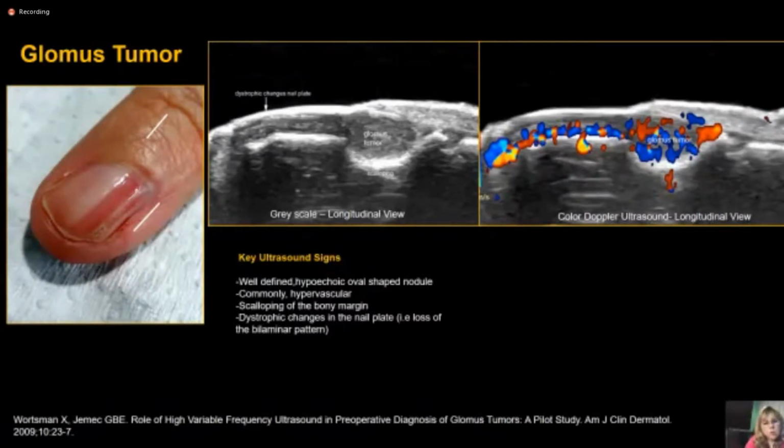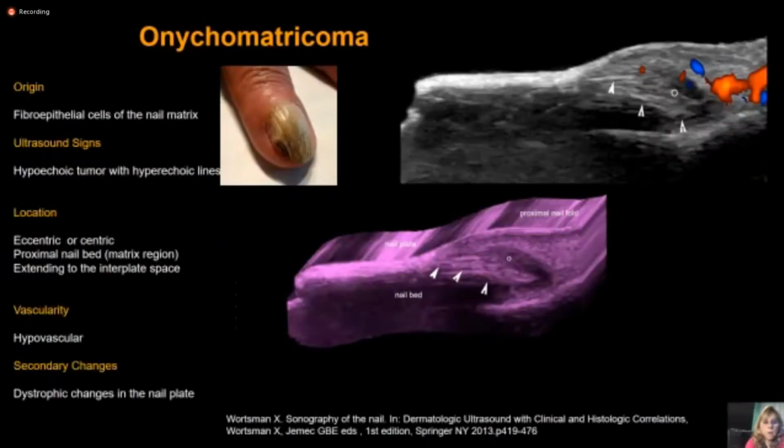Notice that this tumor is producing a scalloping of the bony margin of the distal phalanx and is displacing upward the nail plate. On color Doppler, you can notice the hypervascularity of the tumor. Most of them are hypervascular, but not all of them. Some of them can be hypovascular.